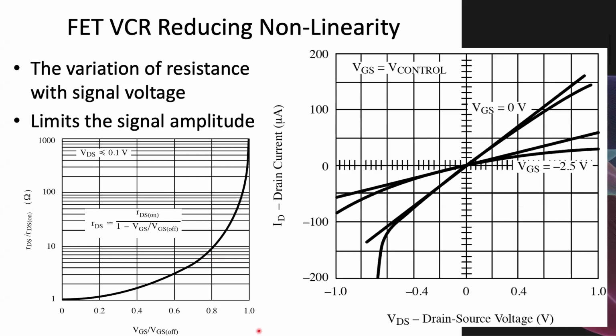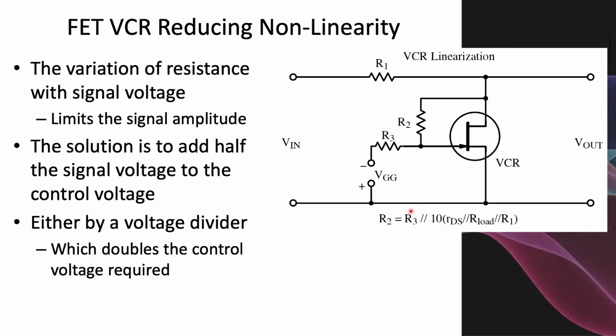Now, the real problem is the nonlinearity. You can see here that it's starting to get quite bent above about plus or minus 0.4 volts. So you're restricted to quite small AC voltages being controlled by these devices. You can improve them by deliberately adding some of the signal voltage to the control voltage, which you can do very simply with a voltage divider here, which works fine, but it means you need twice the control voltage to achieve the same effect.